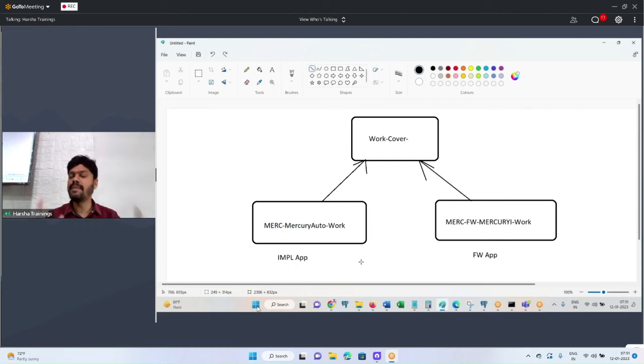Okay. Implementation work class can access the functionalities of work dash cover dash. Framework work class can access the functionalities of work dash cover dash. Correct? The same should be achievable after you make the changes. Additionally, what I want is my implementation work class should be able to access the functionalities of framework work class also. That is what I would like to achieve. For that, I need to make changes.